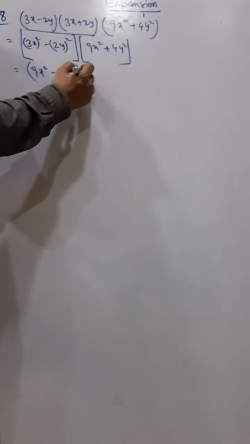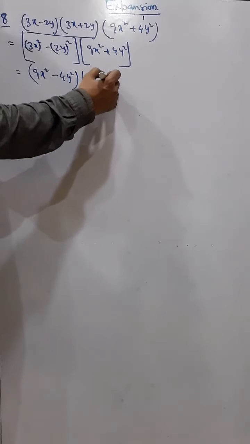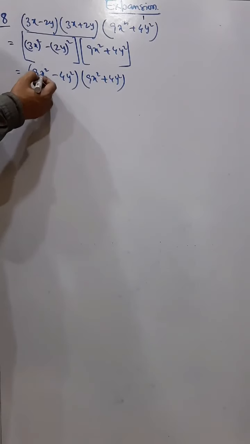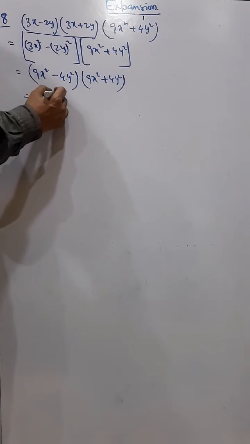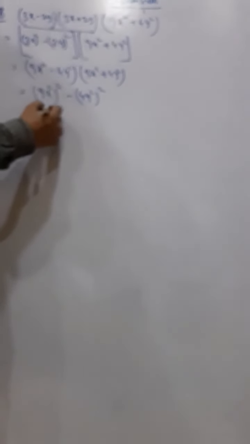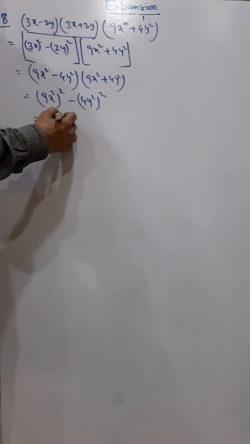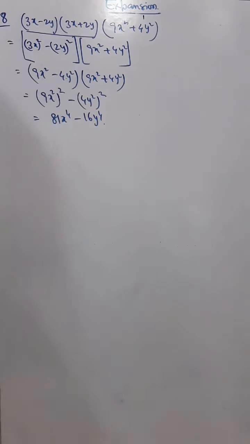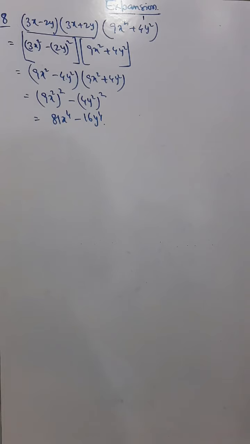And this one is again 9x square plus 4y square, and then again we can use a minus b and a plus b. So we got here 9x square whole square minus 4y square whole square, and then we got what? 81x4 minus 16y4. Okay, 81x4 minus 16y4.